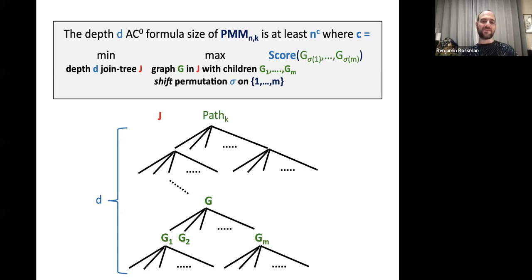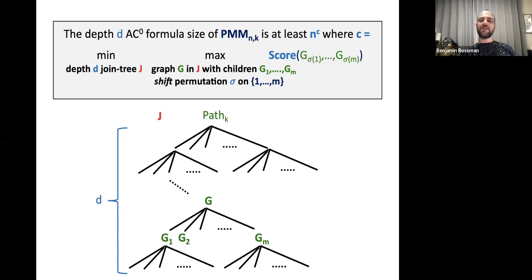Okay, so the lower bound has the form n to the c, where c is the constant minimum over join trees J. Then we look at the maximum over all graphs that appear in the join tree. So every subgraph of the path that labels a node in this join tree. Now it has some children G1 to GM, and we take a permutation of those children. The children are given in some order. We're allowed to permute them according to a certain restricted type of permutation, which we call a shift permutation. I'll define this a bit later in the talk.